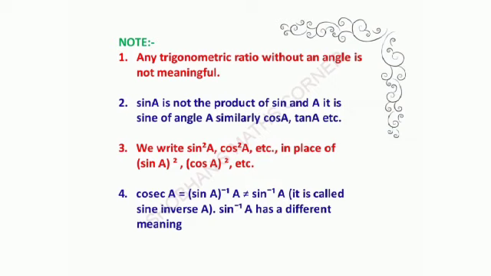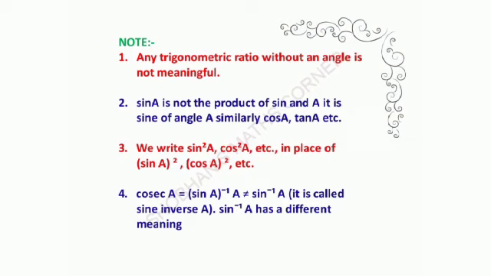Now, for convenience sake, we write sin square A and cos square A in place of sin A whole square and cos A whole square. Both are the same, we can use this notation. Similarly for cube also, sin A whole cube is equal to sin cube A, cos A whole cube is equal to cos cube A, like that for all 6 trigonometric ratios. If you have an exponent, that can be taken inside.